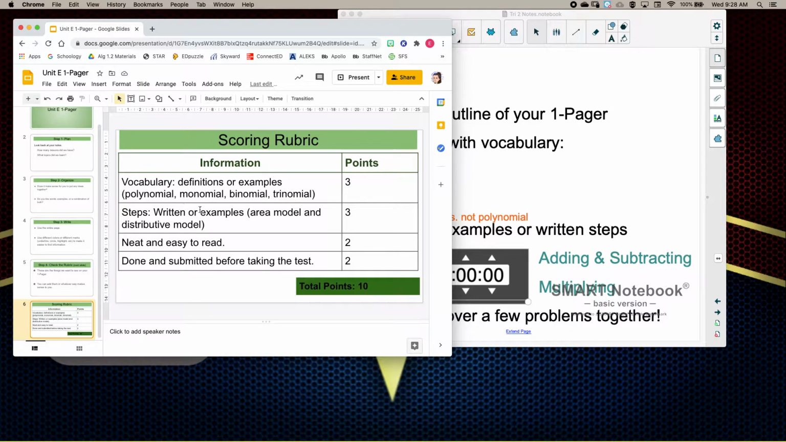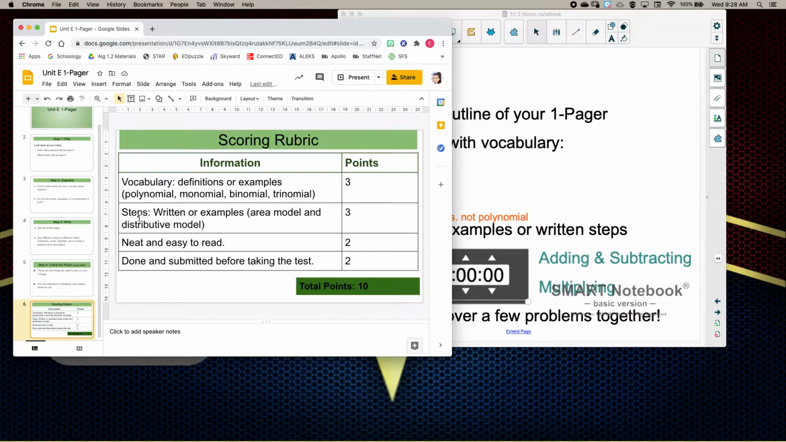Scoring rubric. And so on the scoring rubric, we have that vocabulary. That's what you should have done on your own. And now we're going to move on to these steps, the written, where you can either write your steps out, or if you want to, you can also actually write out the example and put in the numbers, which is what I would do. I struggle with putting it in those steps, okay?